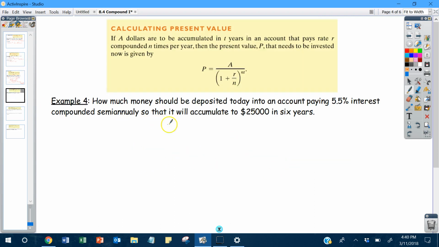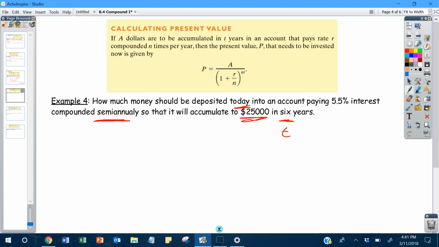which means we could find out what A is. But if we needed to find out some other part of it, if we have 4 different numbers, for example, maybe we need to solve for P, then all we need is the future value or the desired future value and all the other information, and we can solve for P, which is how much money we want to put in. So this is a practical example. How much money should be deposited today? There's that present value. Into an account paying 5.5% interest, compounded semi-annually, so that it will accumulate to $25,000 in 6 years. So do you see the pieces I have?